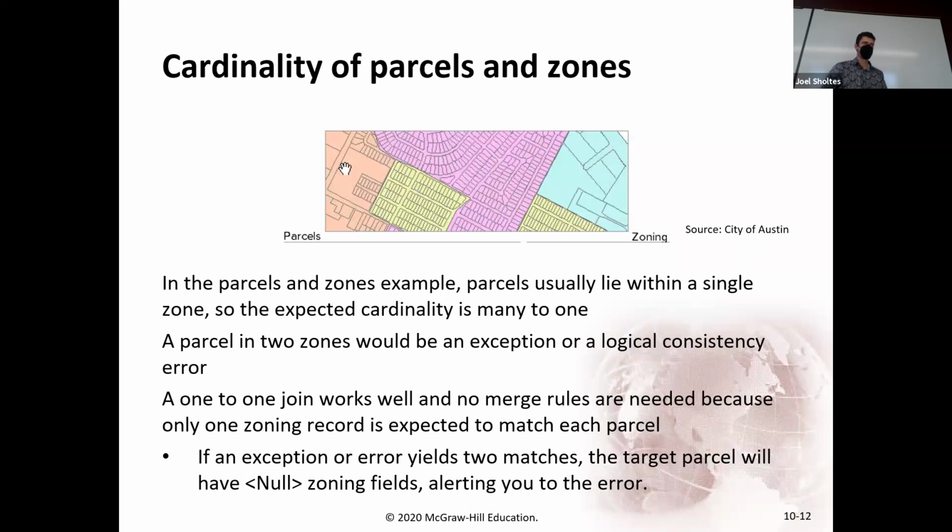And going back to the parcel and zone example, many parcels lie within a single zone. So we could expect a cardinality of many to 1. Usually you're going to be adding the zone data to the parcel data, right? So there's just one zone per parcel. But if you were to go the other way, then you'd have to set up some kind of merge rule to evaluate the number of parcels in a particular zone.